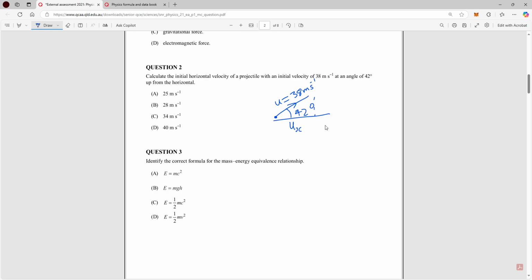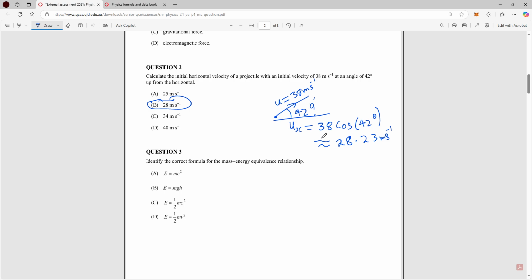All you need is some trigonometry here. That's your hypotenuse, this is your adjacent, so you're going to use cos. It will be 38 cos of the angle. Then you put that into your calculator, and it should give you roughly 28.23 meters per second. Make sure you're in degrees when you calculate this, don't be in radians. So the correct answer here is B, because that's the closest one to it.